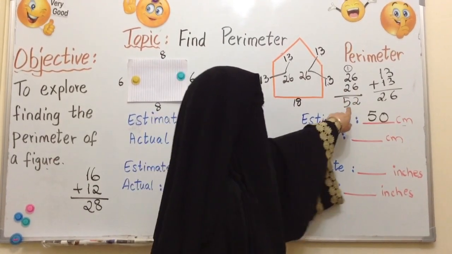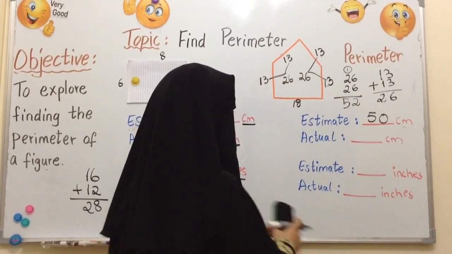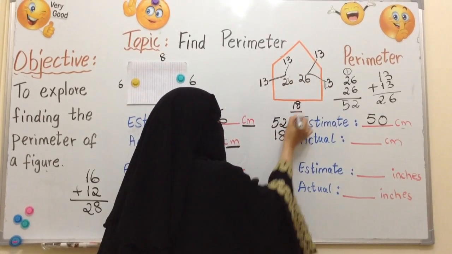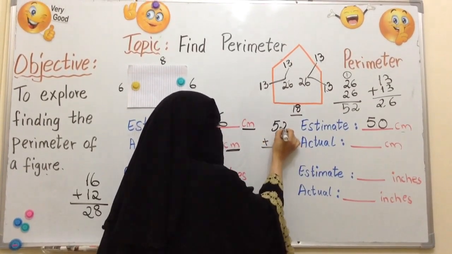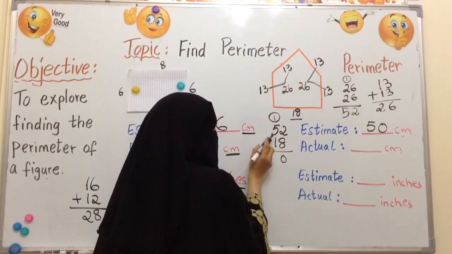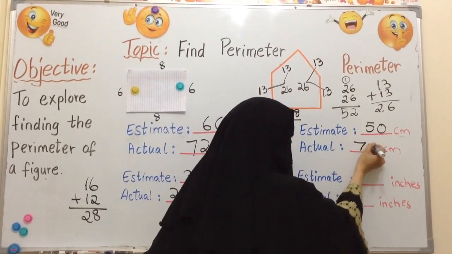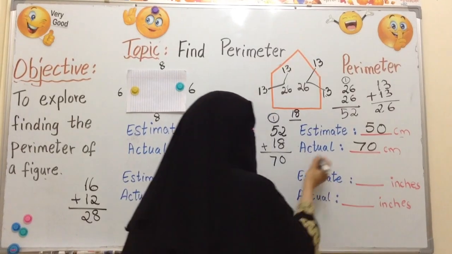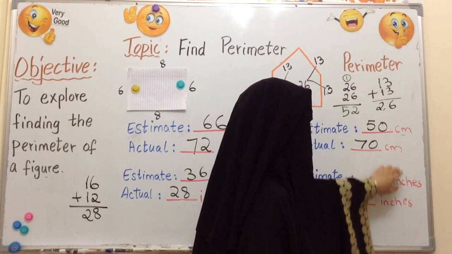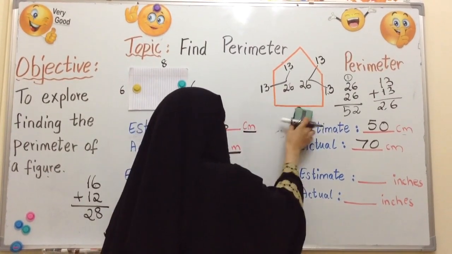But this is still not our answer because we didn't do addition for 18. That means you have to add 52 with 18. Now 8 plus 2, you will get it as 10. That means 1 up. 5, 6, 7. I will get it as 70 centimeters is the actual one. Now what we did is centimeters. Now we have to do the same for the inches. Let me clean the board.